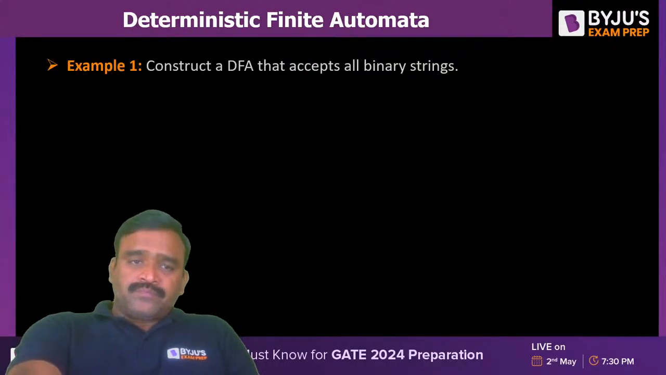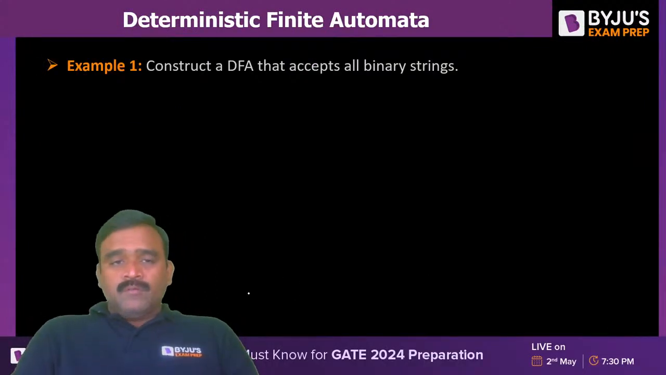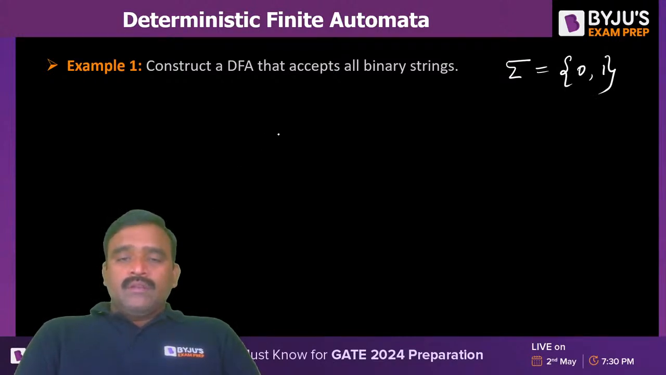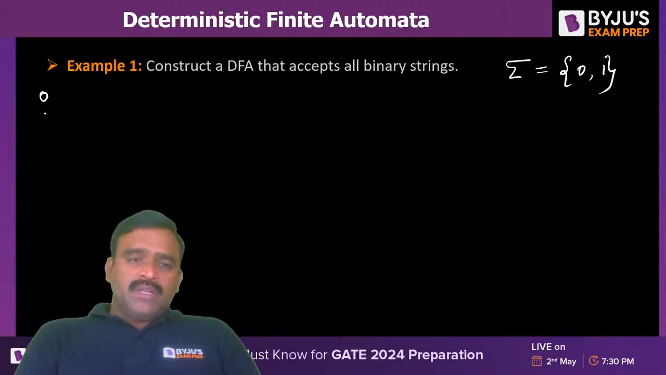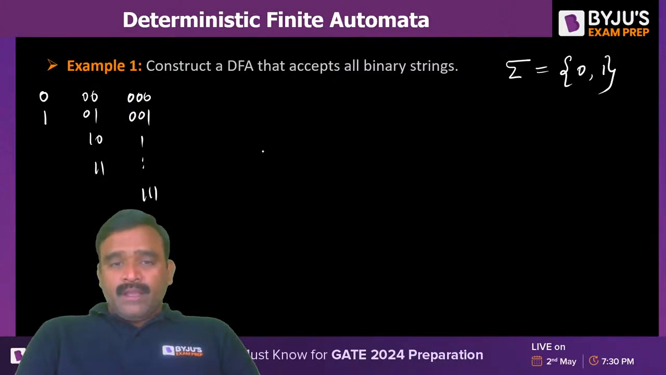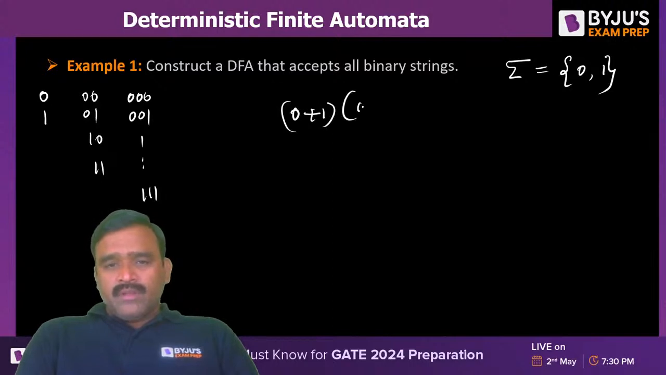Now coming to some construction problems. Construct a DFA that accepts all binary strings. All binary strings means sigma is equal to 0, 1. Binary strings are zeros and ones. So 0 and 1 should be accepted. 0 is a binary string, 1 is a binary string, 00, 01, 10, 11, any combination of strings. Very simple. Actually, minimum 0 or 1, then followed by any combination of zeros and ones.